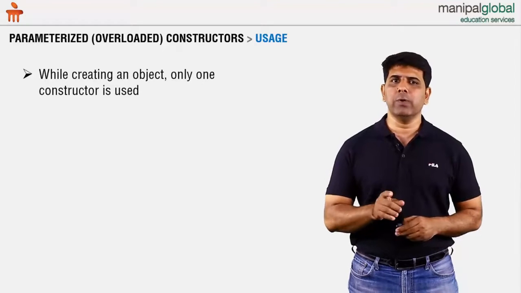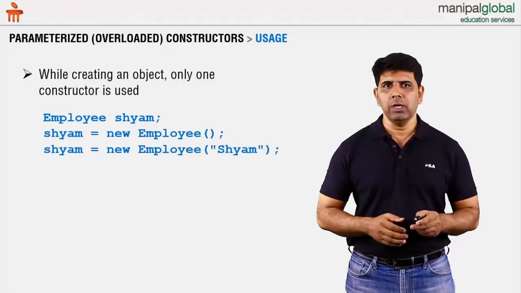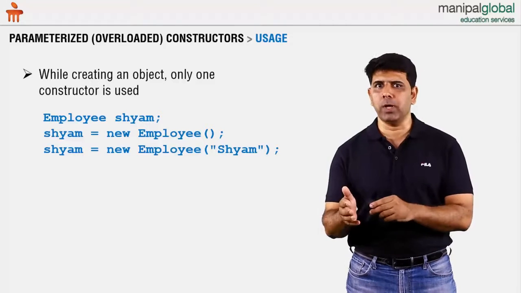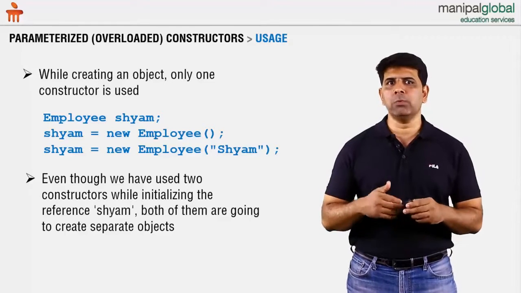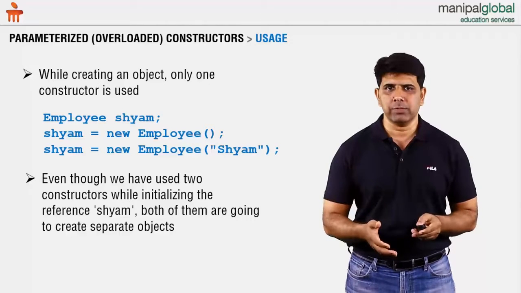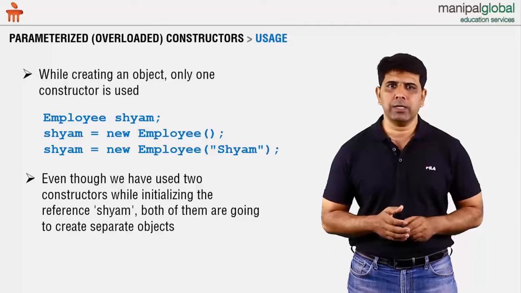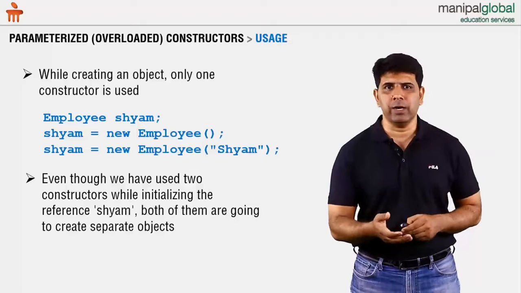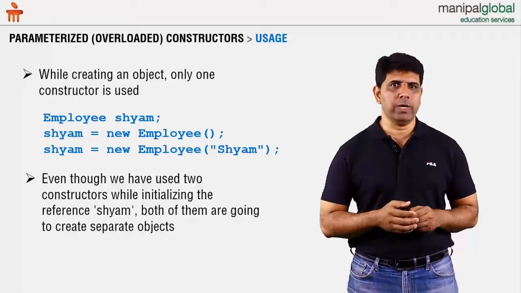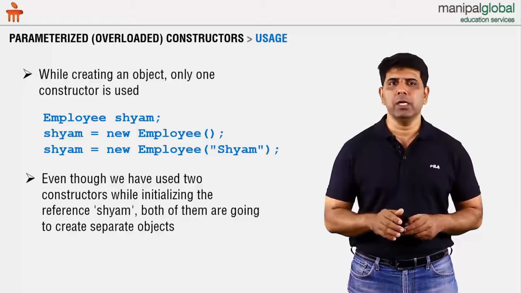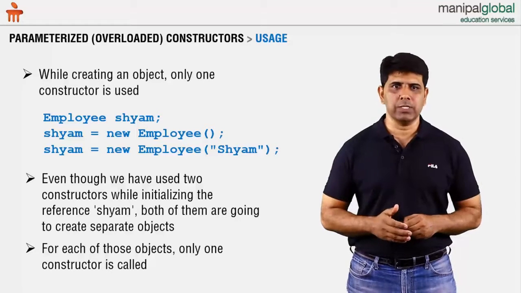Some usage. While creating an object, only one constructor is used. Here is an example. We have a class Employee and a variable Shyam. We initialize one time by using new Employee and another time by saying new Employee of Shyam. Now you can call it n number of times, it doesn't matter. But every time you call new and the Employee constructor, a new object gets created, because of which the previously created objects are now not reachable, or they are garbage. So they will be removed from the memory over a period of time. So for a given object, only one constructor is associated, and for each of those objects, only one constructor is called.